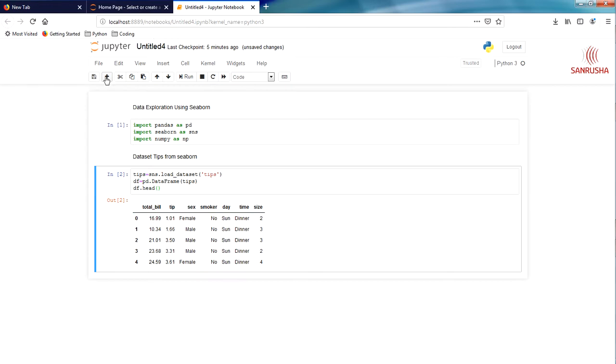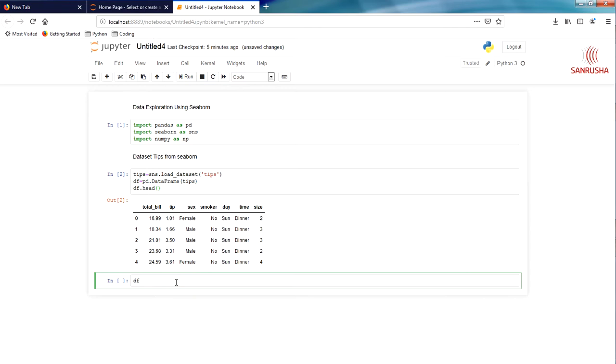Let's see how much data is there in this dataset. So df dot shape is going to show us the shape of the dataset. So there are 244 rows and of course there are 7 columns. Not very big. Now we got this data. This is very easy to understand, what kind of data it is.